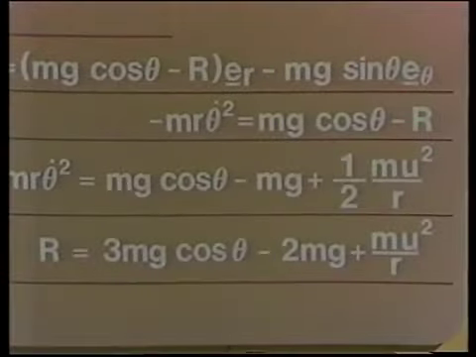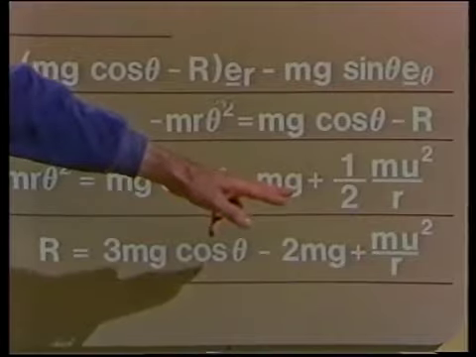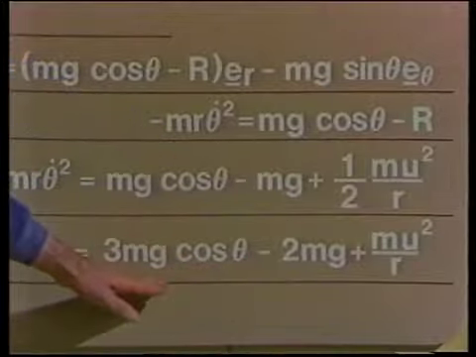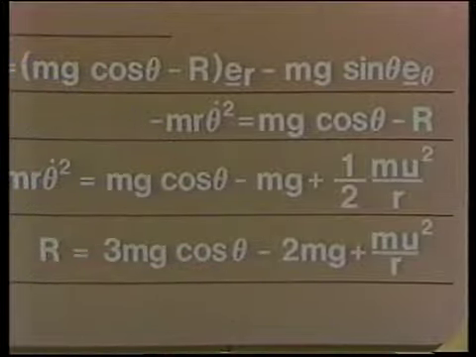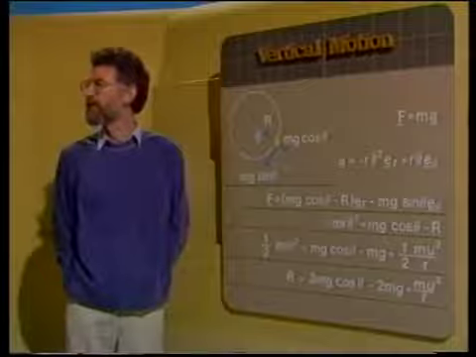So now we do have an equation for capital R in terms of theta and u, that's the car speed as it begins the loop. And this equation holds for as long as the car stays in contact with the track. While that's the case, R can't be negative. So, Tom, does that answer your question?